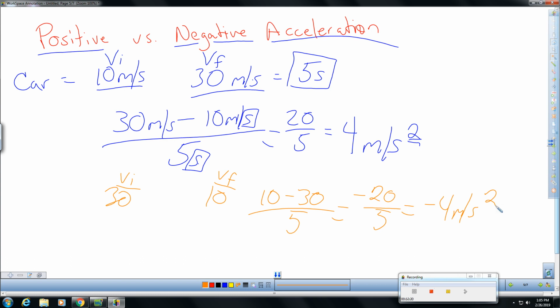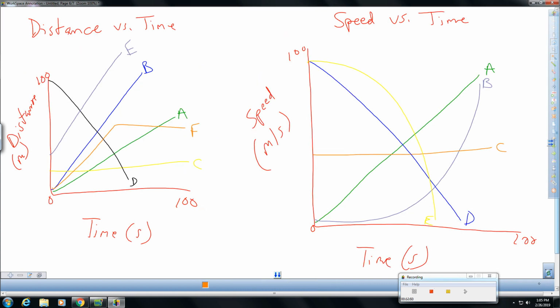So the only difference between positive and negative acceleration is the negative sign, because it's telling us that we are slowing down. Some people call that deceleration. We don't like to use that word. Hitting on the brake, we like to say that it's negative acceleration. So it's slowing itself down. Good? All right, we're down to our last couple here.